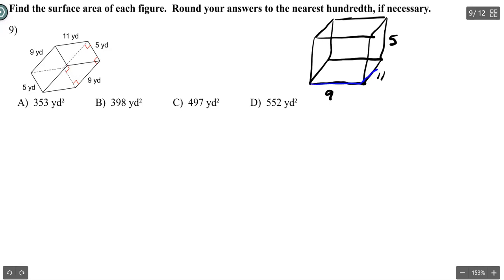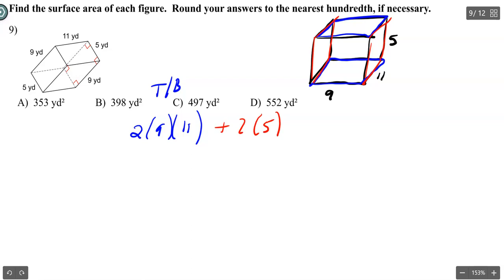So I have a 9 by 11 and I have 2 of them, top and the bottom. So I have 2 9 by 11s. That's my top and bottom. Then my right and lefts, I have a 5 by 11. And I have 2 of those. Another one over here. So I have plus 2 5 by 11s. And then we haven't talked about the front, which is a 9 by 5. And then the back, which is a 9 by 5. So we have 2 of those jokers.